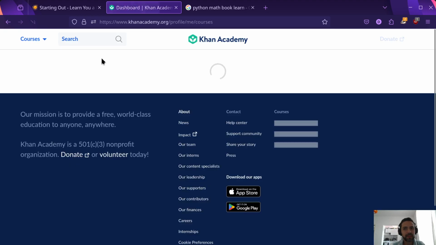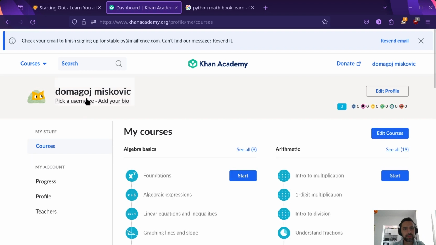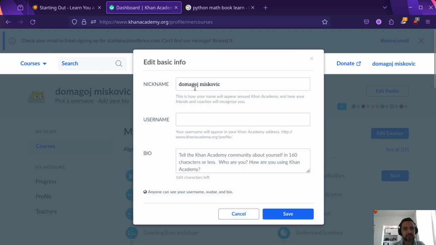Haskell on math. Pick a username. Let's pick something. Nickname, that's my name. Math on Haskell. Math on programming. Coding math. Math code. Let's call it math code.